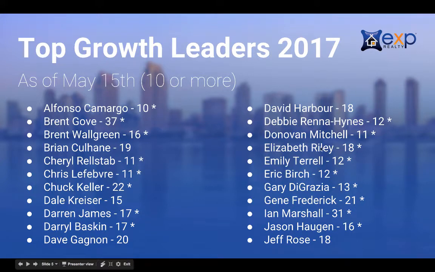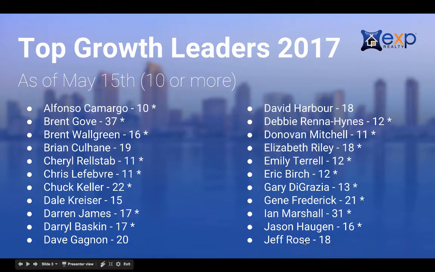Donovan, now 11. Elizabeth, 18. Emily, 12. Eric Birch, 12. Gary, 13. Gene, 21. Right? Gene's only been here 24 months. Ian wasn't even here in that original poll. He was looking at moving his independent brokerage over. Now he's 31. Jason, 16.